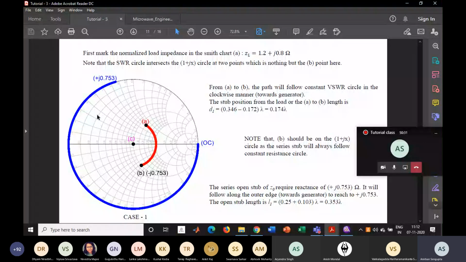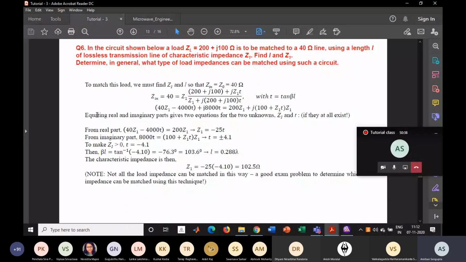Now the question number 6. It says in the circuit shown below, I'll show you the circuit again. You can see there is a 40 ohm transmission line. Then there is a line section of length L, with impedance Z1, for the matching purpose, and the load is ZL equals 200 plus j100 ohm.